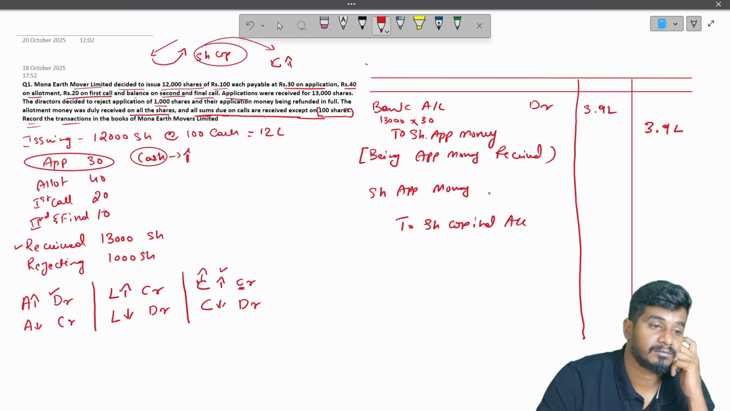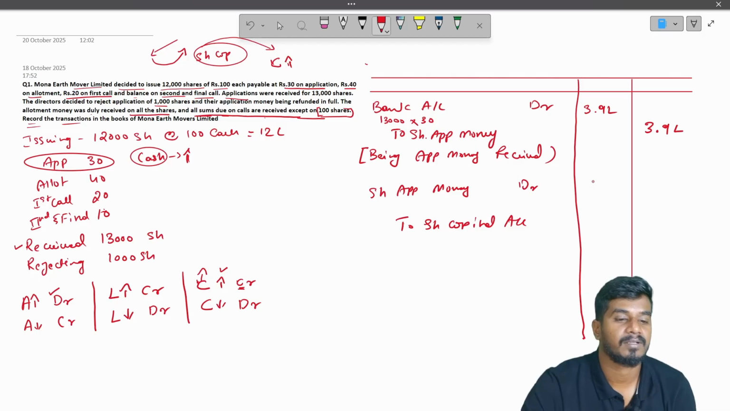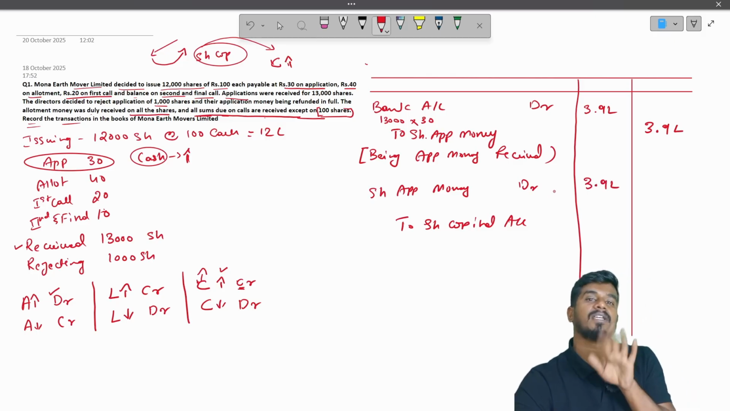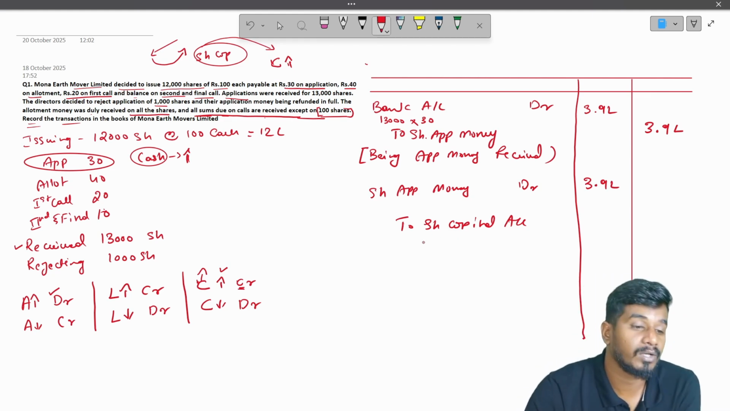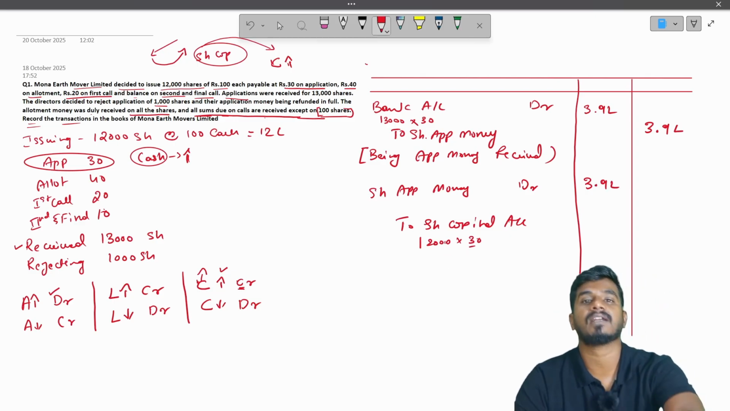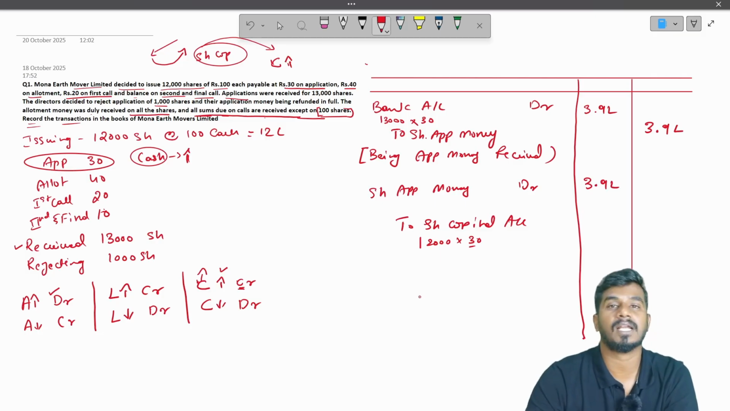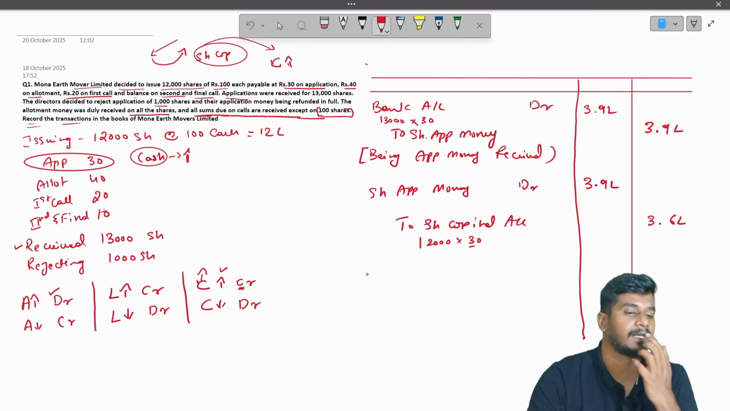Share application money debit. How much is it? 3.9 lakh. But here we need to transfer to share capital only what we have issued, that is 12,000 shares of rupees 30 on application. Correct. So this is the amount we can transfer to the share capital account. How much is it? 3.6 lakhs. You can calculate it once.